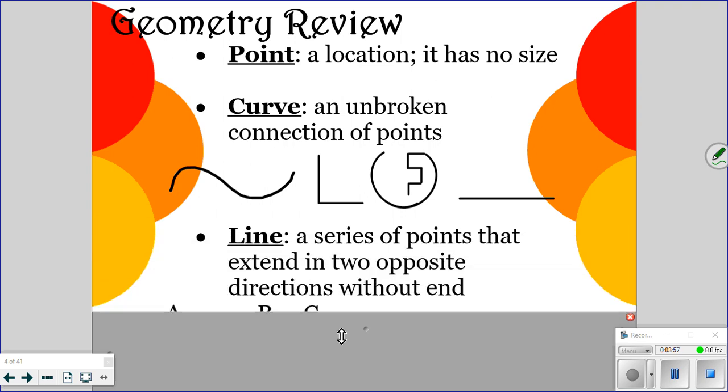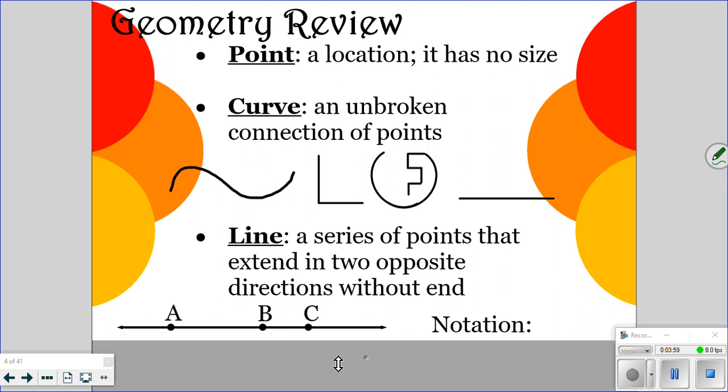A line is a series of points that extends in two opposite directions without end. So it goes this direction and it goes that way. And the notation for line, you do a line over and you pick 2 points on your line. So I could pick BC, or I could pick line AB or CB. You just have to pick 2 points that are on your line.